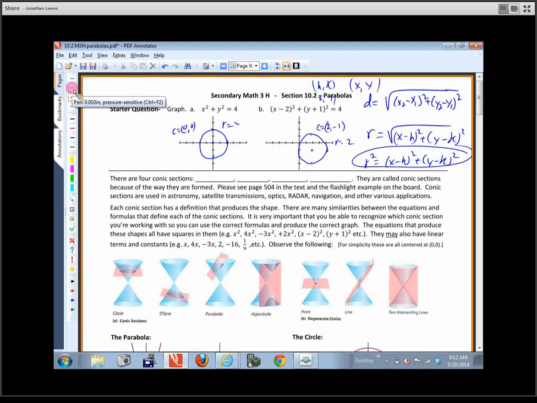Okay, so we've got circle here, very basic shape. Ellipse, kind of a cool shape. You can see that it's a little bit oblong and that sort of thing. If I move a little bit more, then I get a parabola.